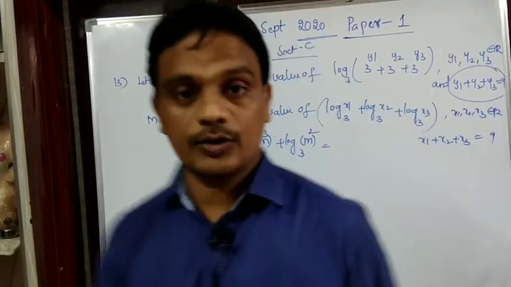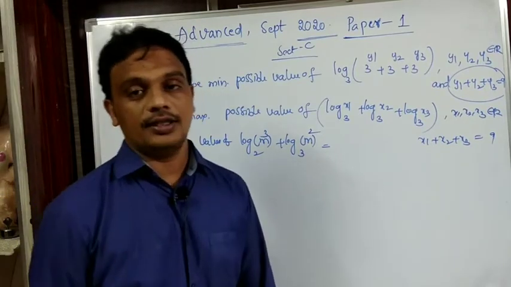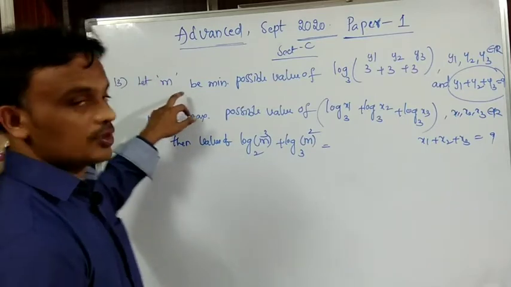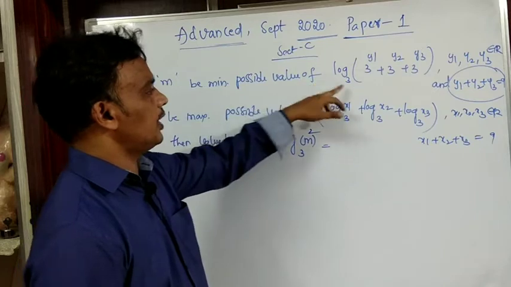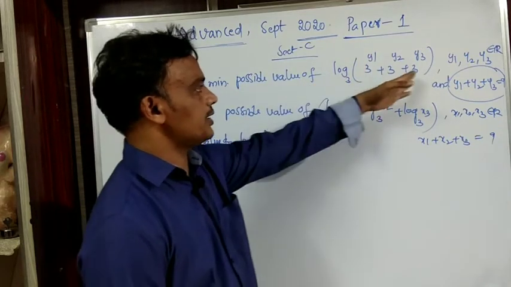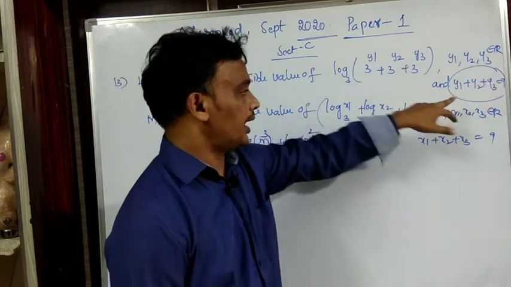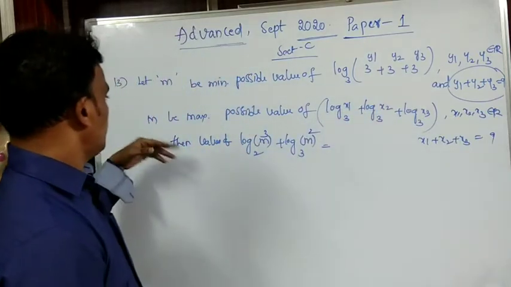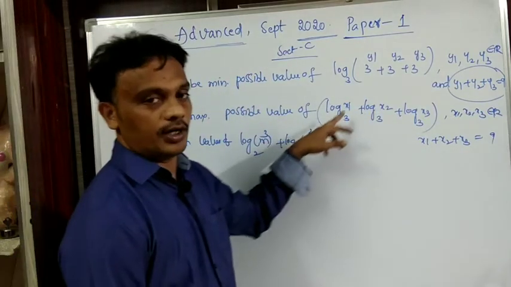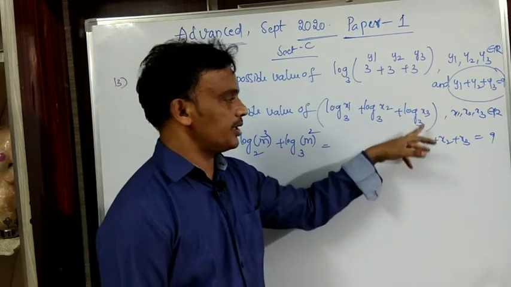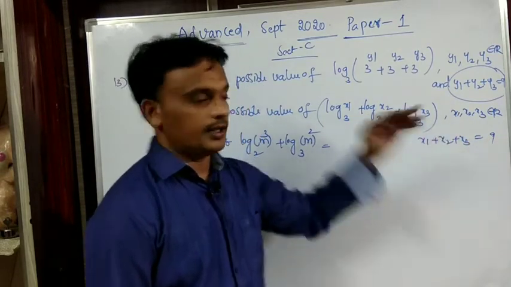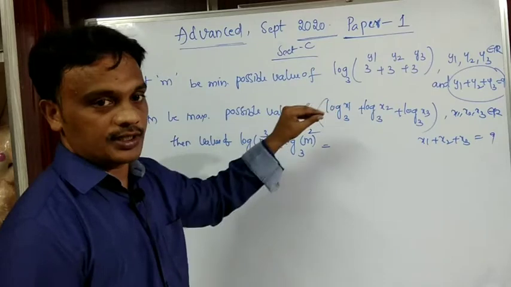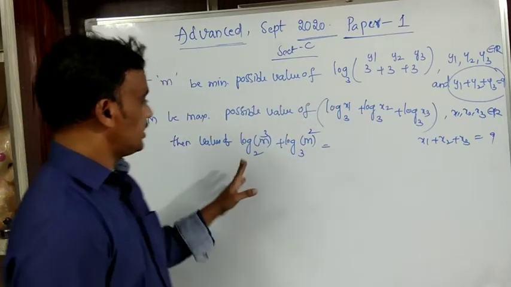Yes, students, coming to section C, that is integer type questions. So the 13th question. They have given that small m is the minimum possible value of logarithm of 3 raised to the power y1 and so on, where y1, y2, y3 are real numbers, with the condition y1 plus y2 plus y3 equals 9. And one more problem: capital M is the maximum possible value of log x1 base 3 plus log x2 base 3 plus log x3 base 3, where x1 plus x2 plus x3 equals 9. We should find the minimum possible value of the first case and the maximum possible value of the second case, denoted by small m and capital M, and finally they asked for one value.